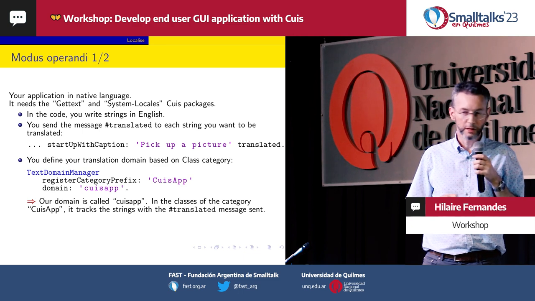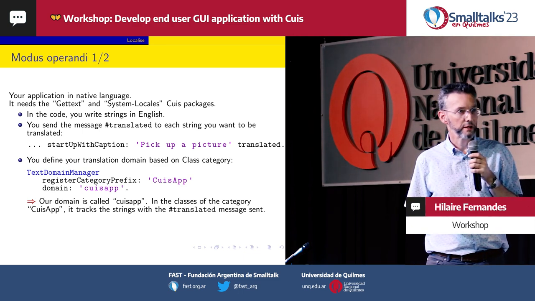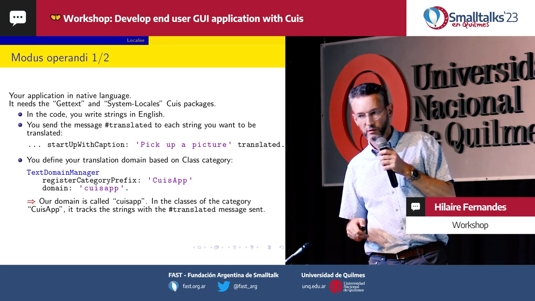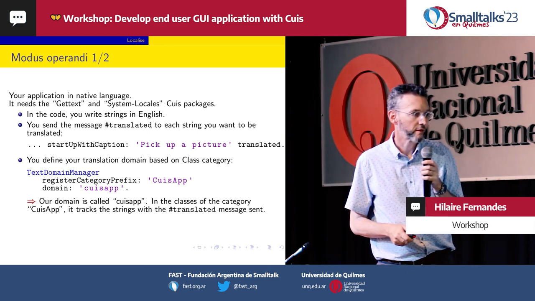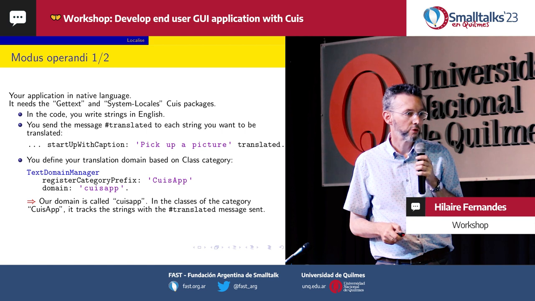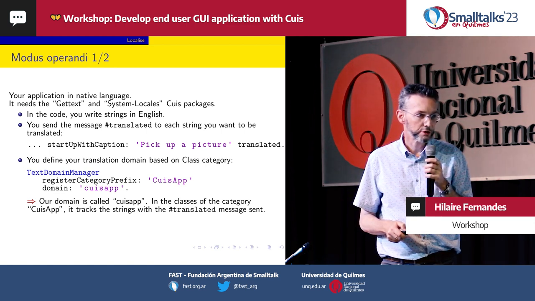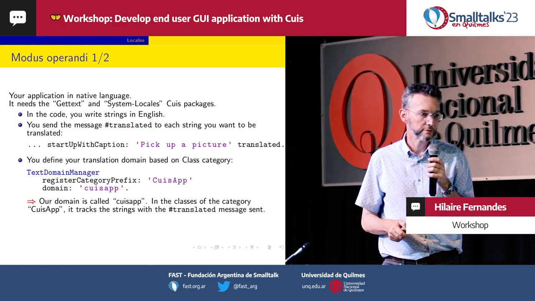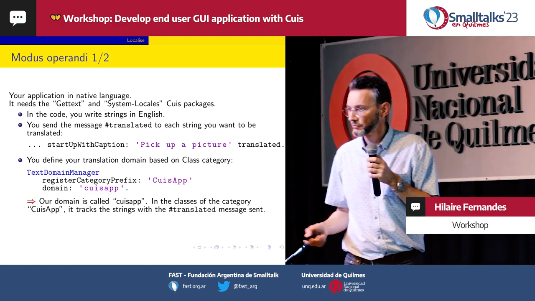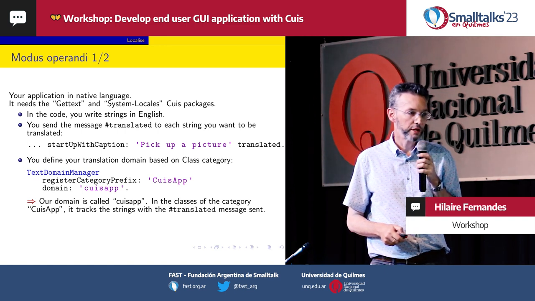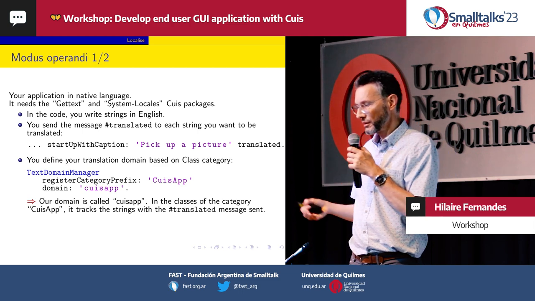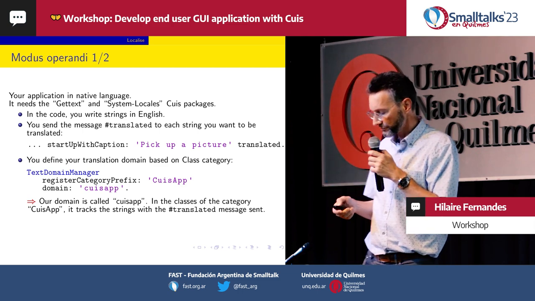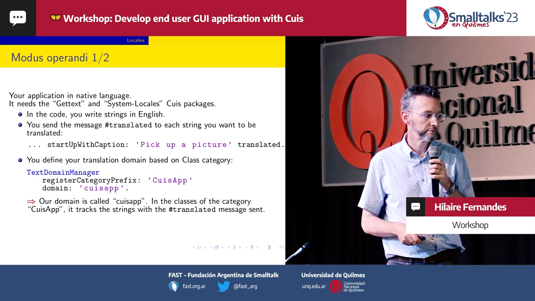So next, we need to tell the gettext system where are the messages I want to translate? So we say, you search in the classes that are in this category, like for the packaging. We give an arbitrary name, so we call it this quick app domain, because we can have several domains in one application, if you have an application with classes coming from different categories. But that's it.